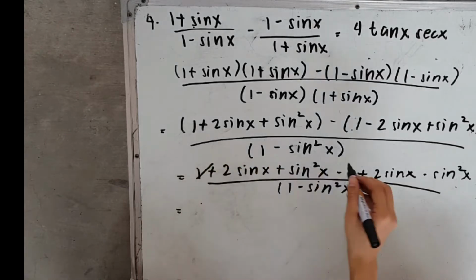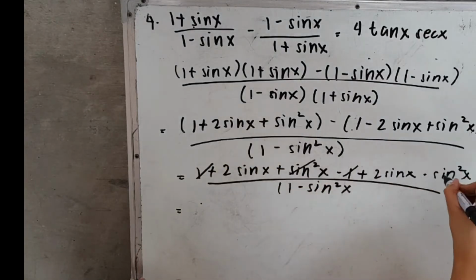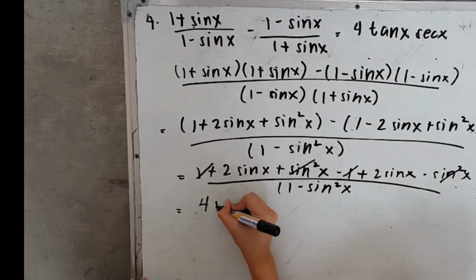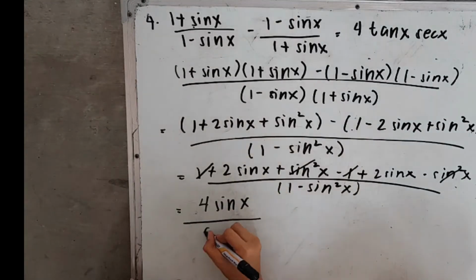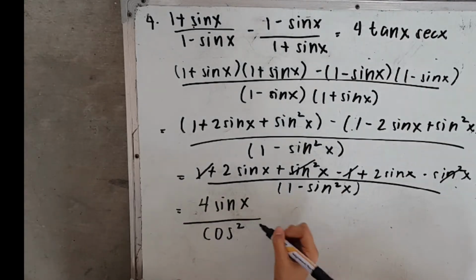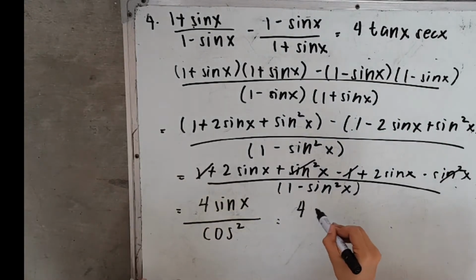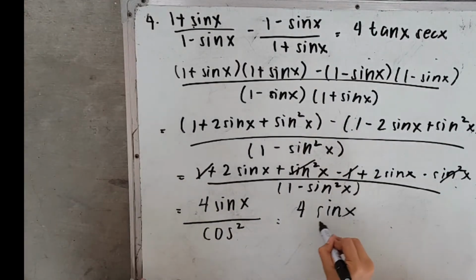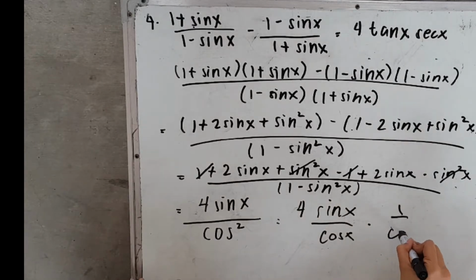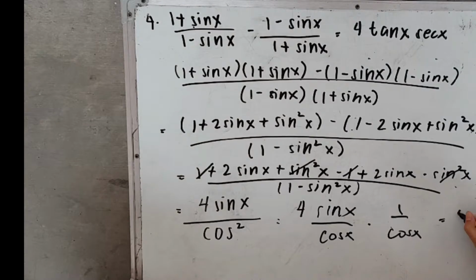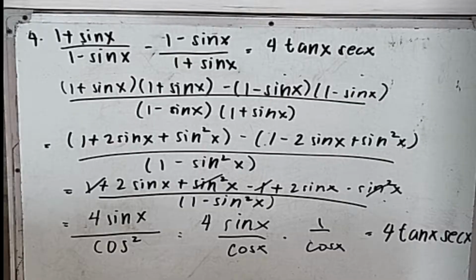We will use the Pythagorean identity on the denominator. We will get 4 sine x over cosine squared x. We will break cosine squared x into 2, so it will be 4 sine x over cosine x times 1 over cosine x. Using the reciprocal identity, the answer will be 4 tangent x secant x.